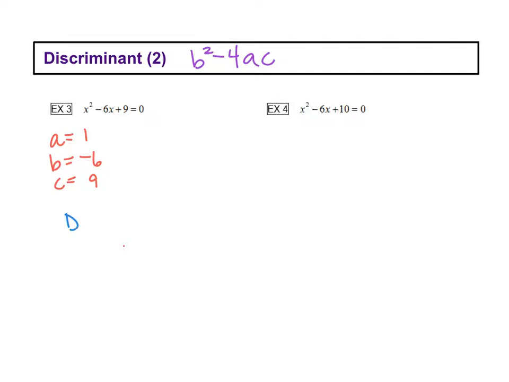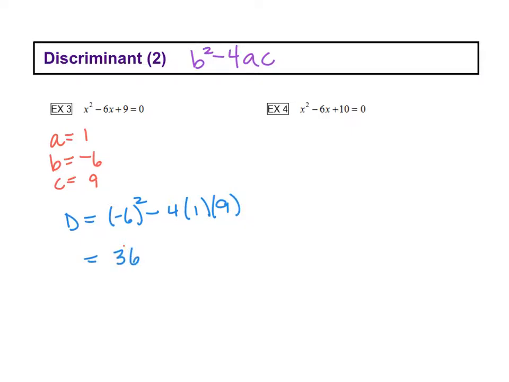So in our first example, a is 1, b is -6, and c is 9. Our discriminant is equal to b squared. Do you guys notice how I've been putting parentheses around my b? Here's why: as soon as there's a negative number, those parentheses are very important. So b squared minus 4 times a times c, which is 9. All right, -6 squared is a positive 36.